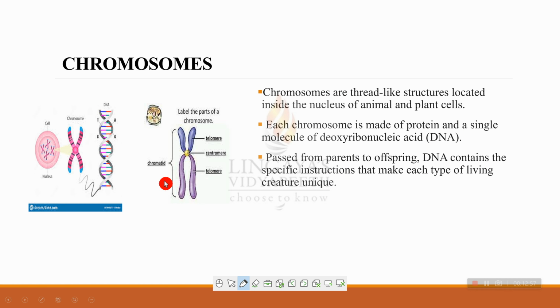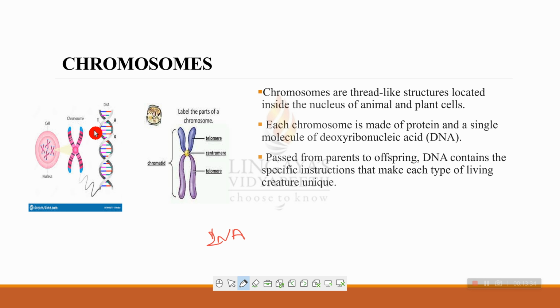Moving on. Now talking about the chromosomes. Chromosomes are thread-like structures that are present inside the nucleus of animal cells and plant cells. They are made up of protein and a single molecule of DNA. These are responsible for containing the specific instructions that make each person a unique person. Every person is unique due to the presence of different chromosomes in them. These chromosomes are passed on from the parents to the offspring due to heredity.